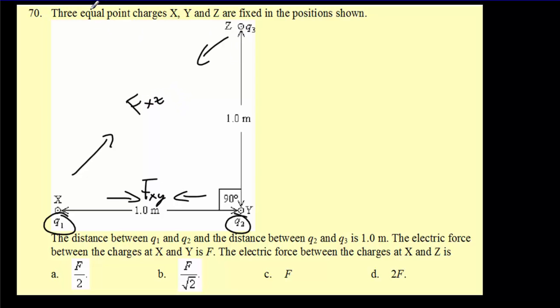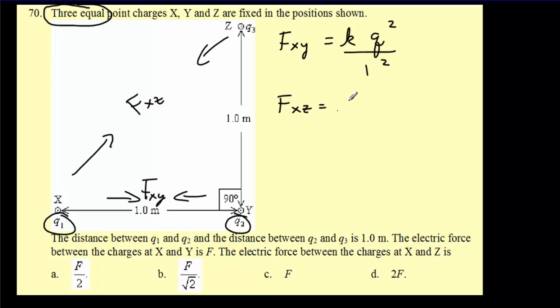Now, all the charges are equal in magnitude, and that means that the product of the charges isn't going to change for Fxz compared to Fxy. So if I just write down Fxy, it's going to equal K times the product of the charges Q1, Q2, or I'll just write that as Q squared, divided by the distance squared, and the distance was simply 1. And if I compare that to Fxz, well, the numerator stays the same. The only thing that's going to change is the denominator, because now we have a longer distance. And what is that distance? It's going to be 1 squared plus 1 squared, or the square root of 2. So we've got to put the square root of 2 meters all squared here.